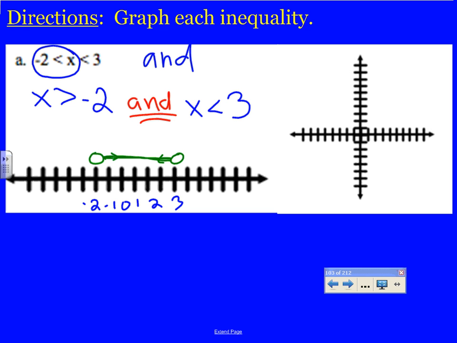Okay, let's do the coordinate plane, then I have one more thing to say about that. On our coordinate plane, I'm going to scale it by ones, but I'm just going to write down where the -2 is and where the 3 is.